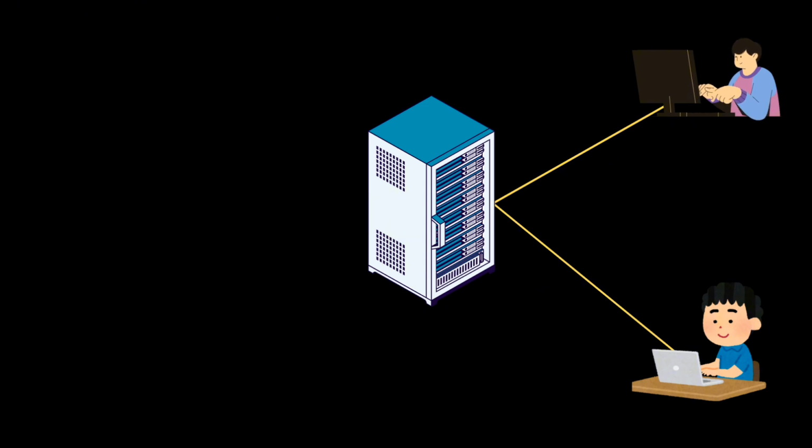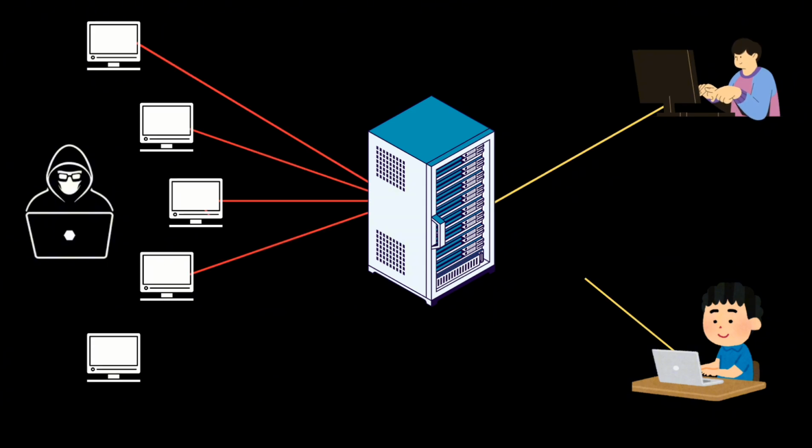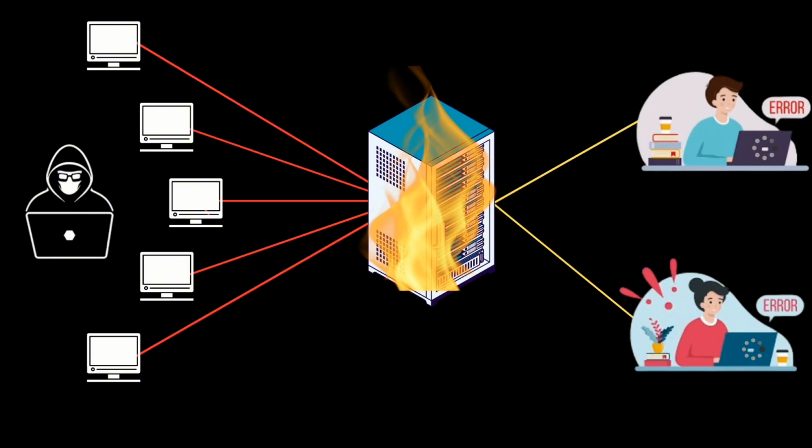But in the case of a DDoS attack, the attacker uses multiple compromised computers or devices, often referred to as a botnet, to send massive amounts of traffic to a single target, such as a website or an online service. Because of this, the sheer volume of requests overwhelms the target, causing it to slow down or crash entirely, so that the legitimate users are then unable to access the service.